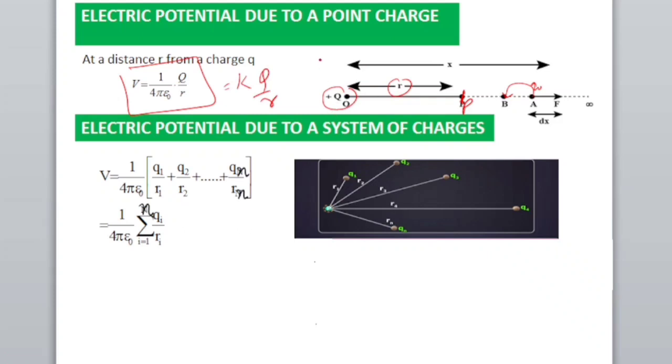Now you know potential is a scalar quantity. So, electric potential due to a system of charges. If a large number of charges are present in the system, then the total potential at any point is equal to the sum of potentials due to the individual charges. You can write it this way: 1 by 4 pi epsilon naught, summation of Qi by ri, i equals 1 to n. This is the total potential due to a system of charges.